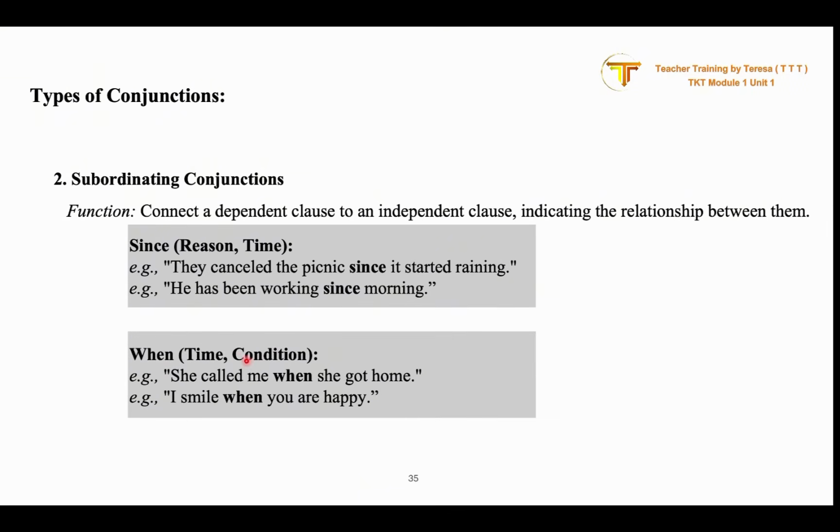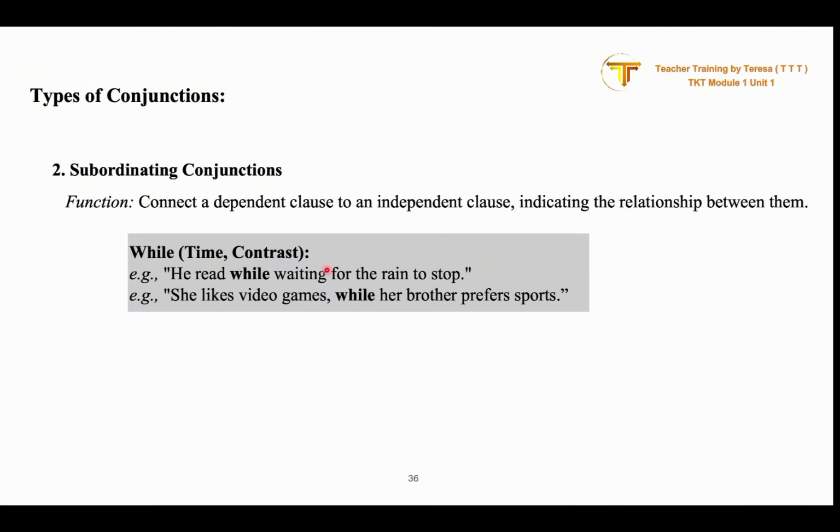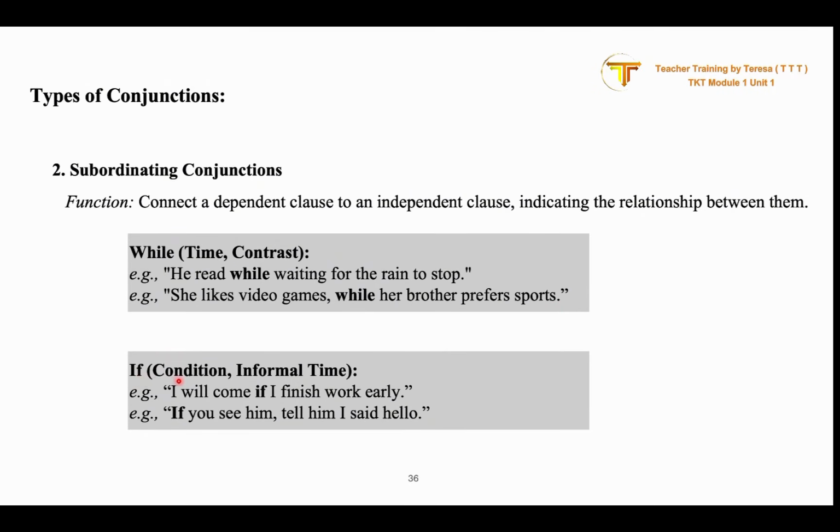When, time, condition. She called me when she got home. I smile when you are happy. While, time, contrast. He read while waiting for the rain to stop. She likes video games, while her brother prefers sports. If, condition, informal time. I will come if I finish work early. If you see him, tell him I said hello.